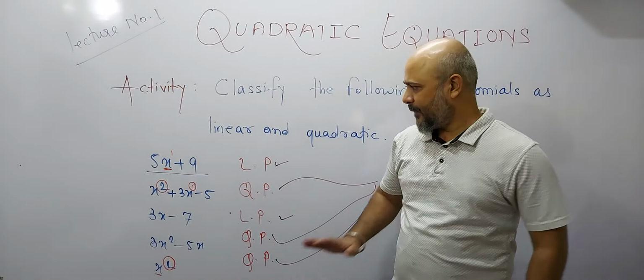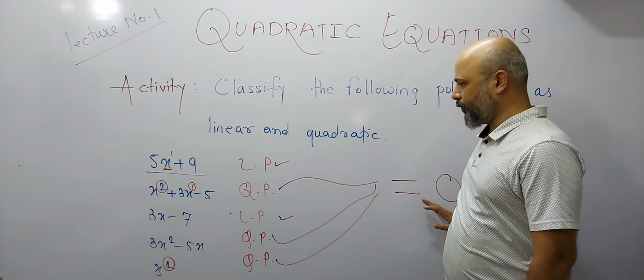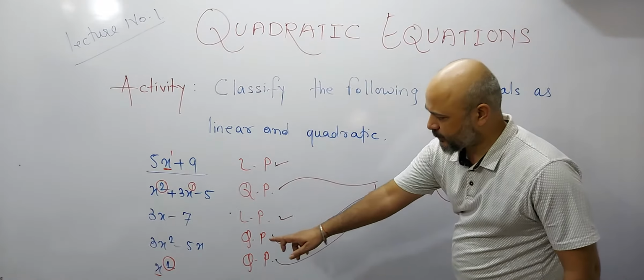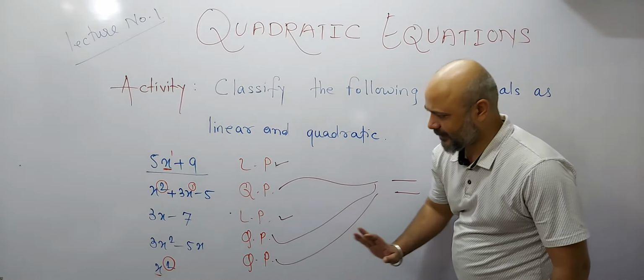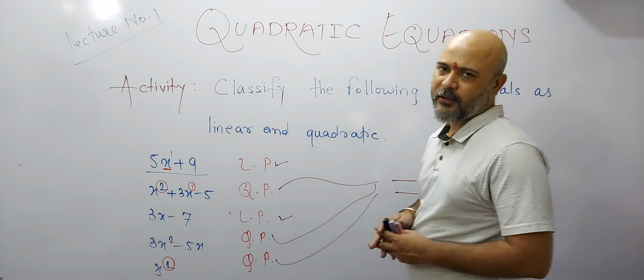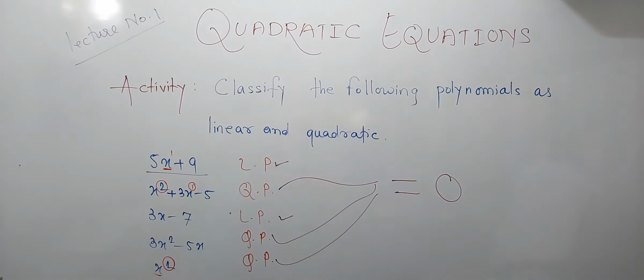Okay, students. Means when x square plus 3x minus 5 is equal to 0, when 3x square minus 5x is equal to 0, or the last one, that is x square is equal to 0, then it is called a quadratic equation. It means that when you equate a quadratic polynomial with 0, then it becomes a quadratic equation.